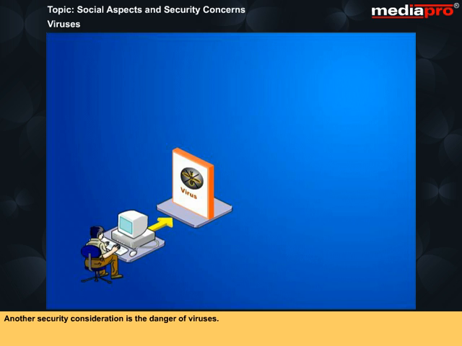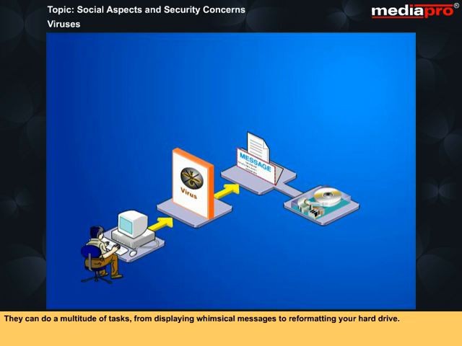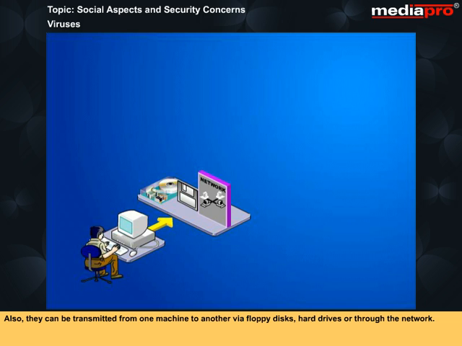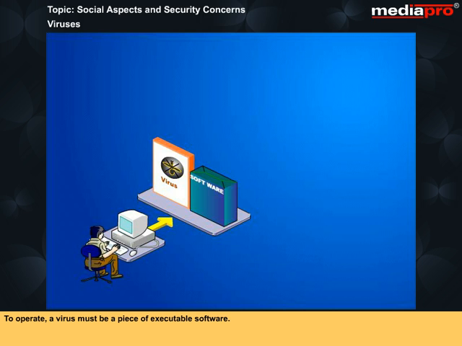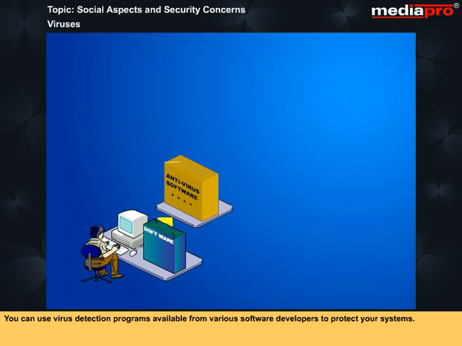Another security consideration is the danger of viruses. Viruses are programs designed to damage the software or data stored on your computer. They can do a multitude of tasks, from displaying whimsical messages to reformatting your hard drive. Also, they can be transmitted from one machine to another via floppy disks, hard drives, or through the network. To operate, a virus must be a piece of executable software. Viruses cannot be transmitted via text files that you may download. You can use virus detection programs available from various software developers to protect your system.